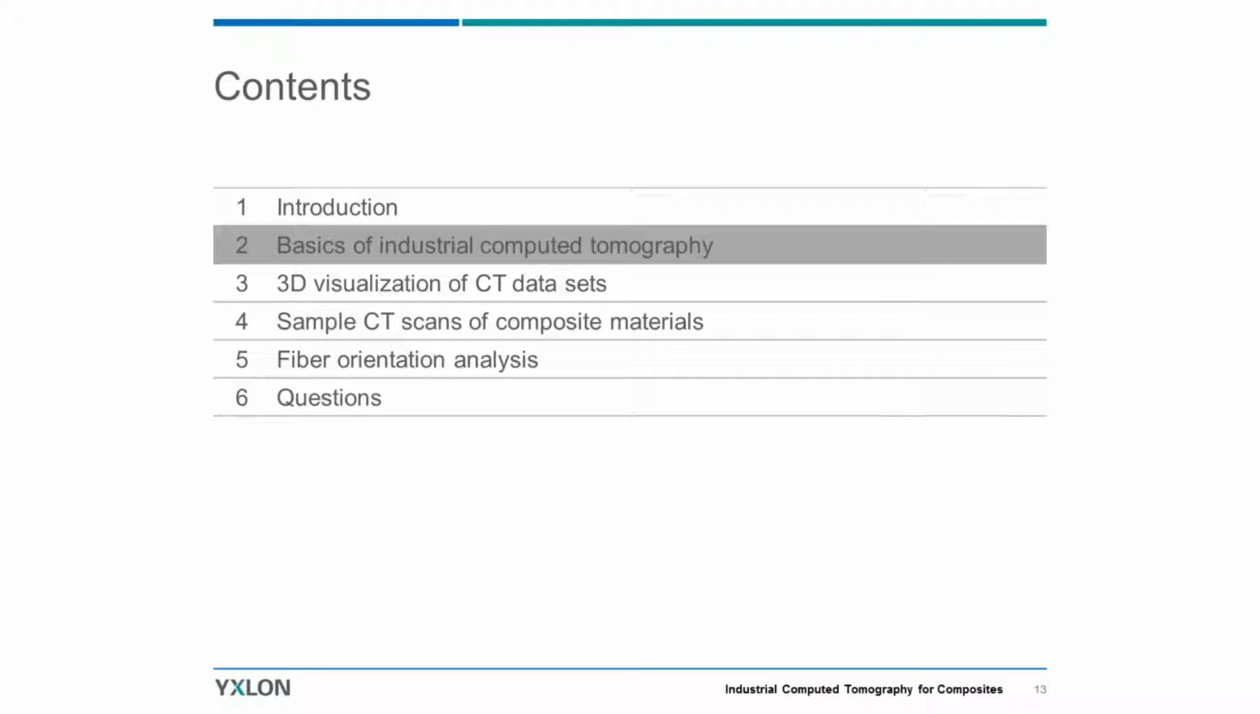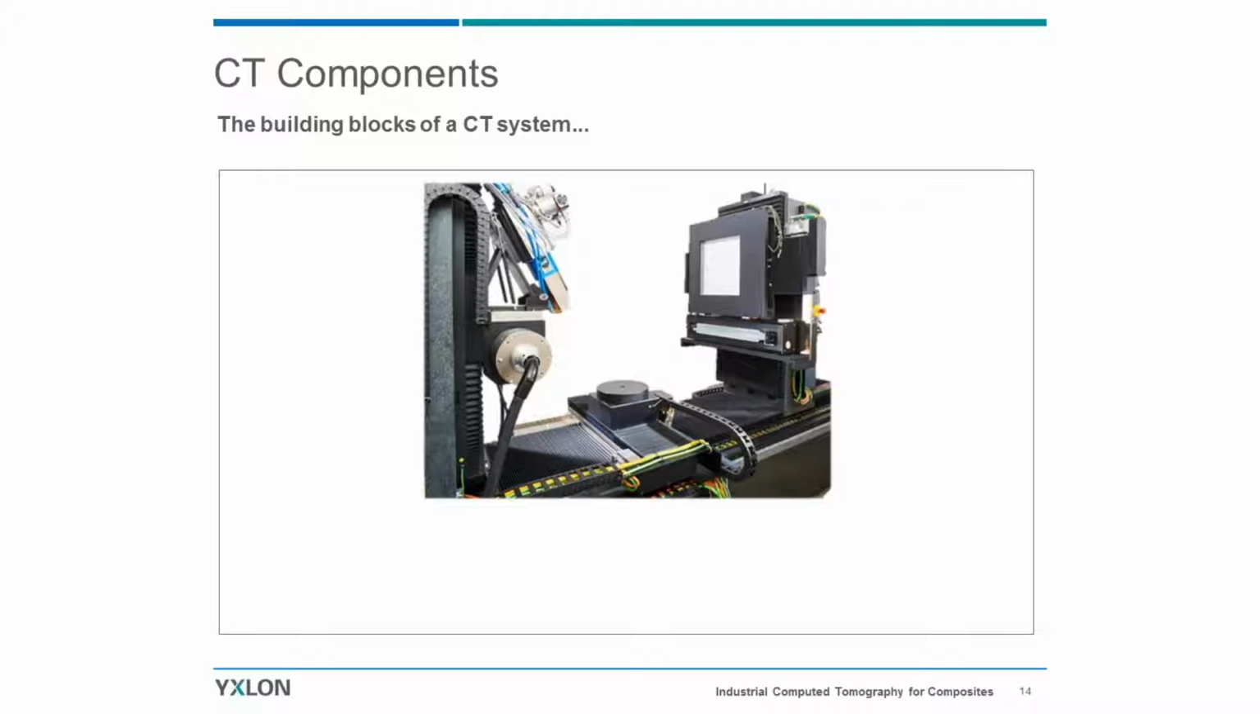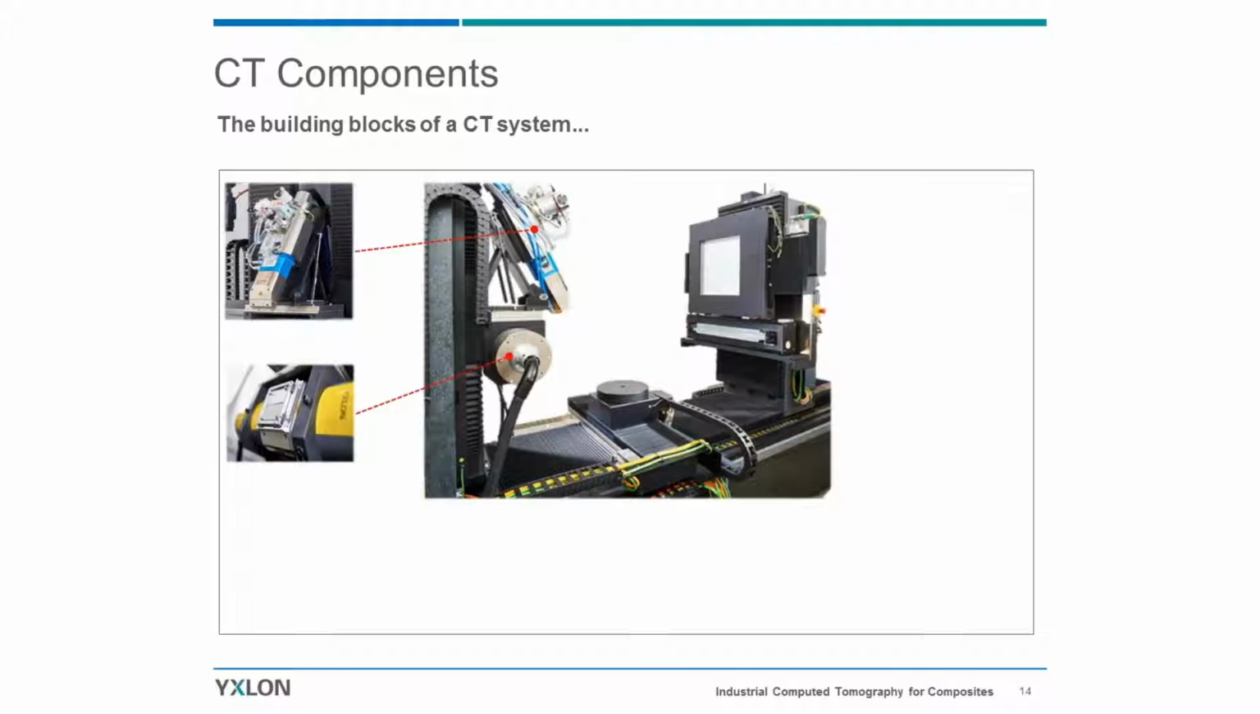So now we're going to talk about the main subject, which is computer tomography, and I'm going to show you very briefly the basics of computer tomography. The building blocks of a CT system consist of the X-ray source. In this case, you see two tubes, a microfocus tube on the top, and below that what we call a minifocus tube. So different power sources: you can penetrate more with a more powerful tube, and you can see more details with a microfocus tube.